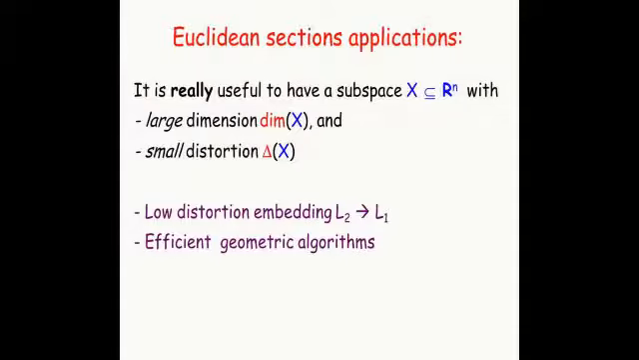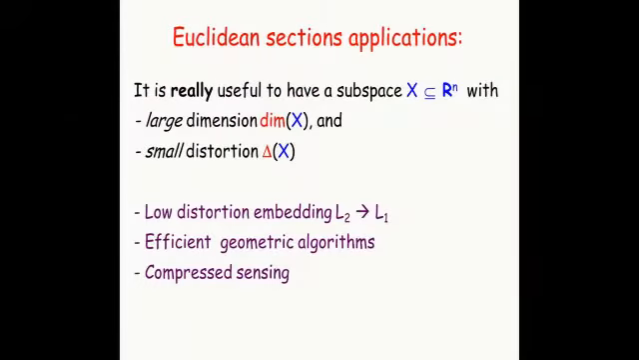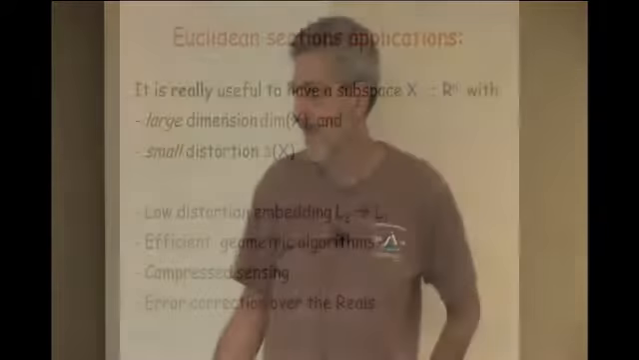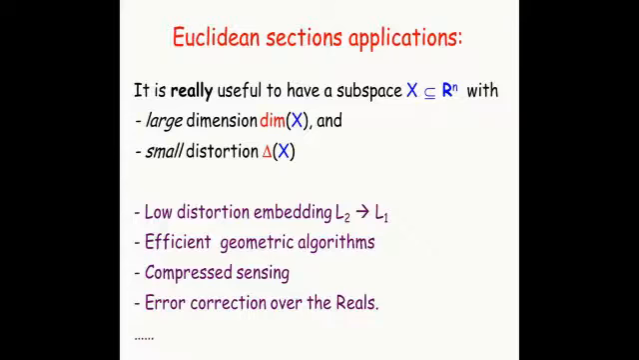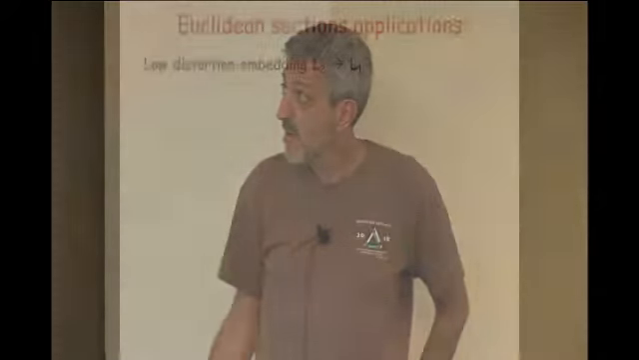It has to do with the embeddings, which lead to efficient geometric algorithms, and it has to do with very important buzzwords in the last few years: compressed sensing and error correcting codes over the reals. So I want to explain these. So let's talk about this low distortion embedding.